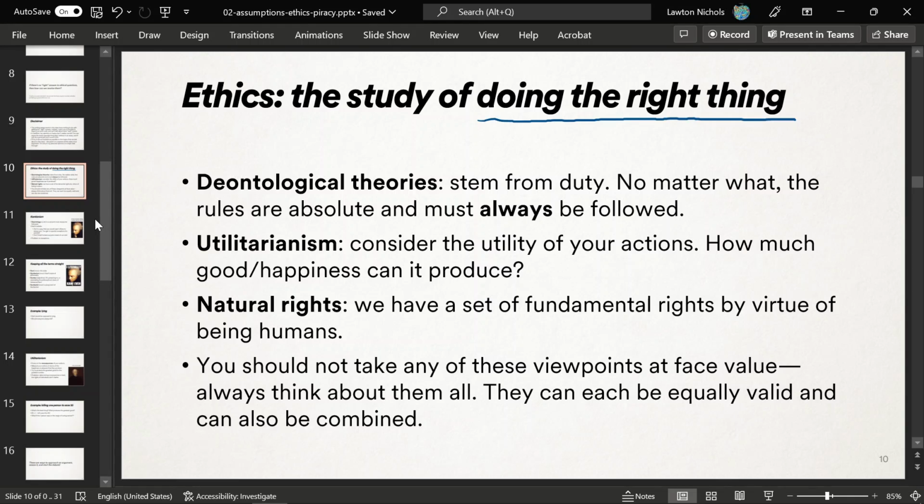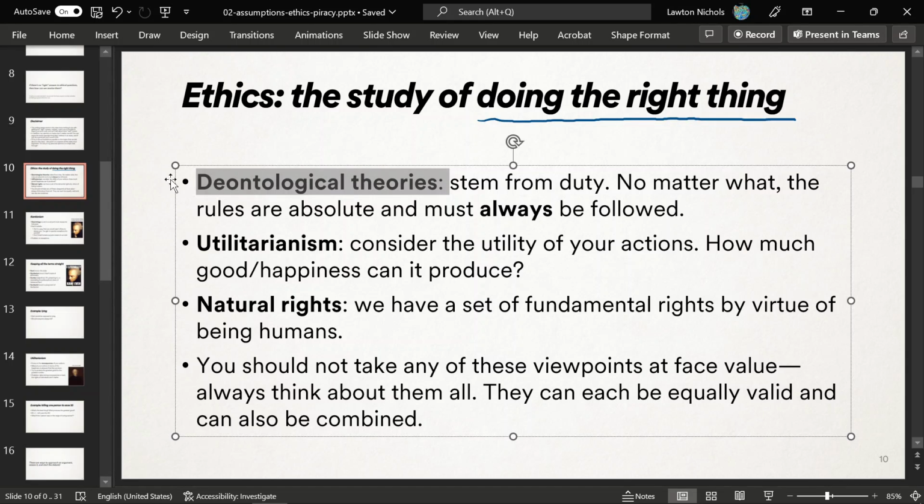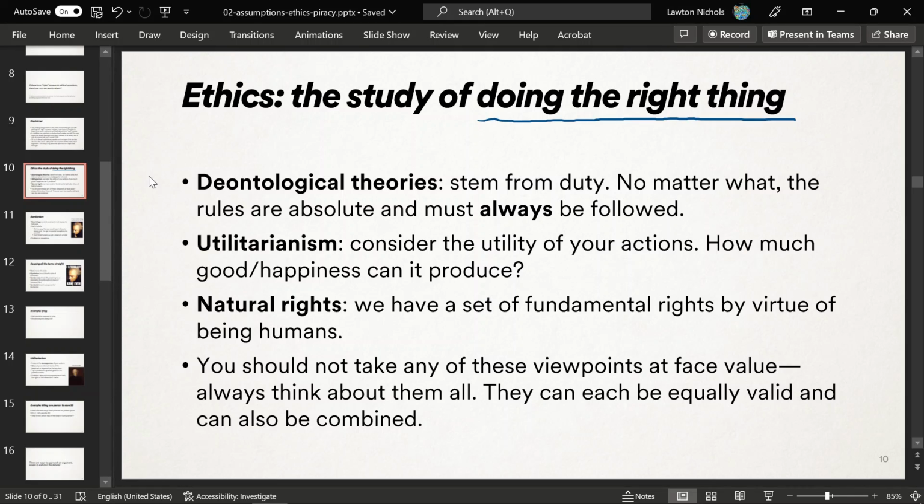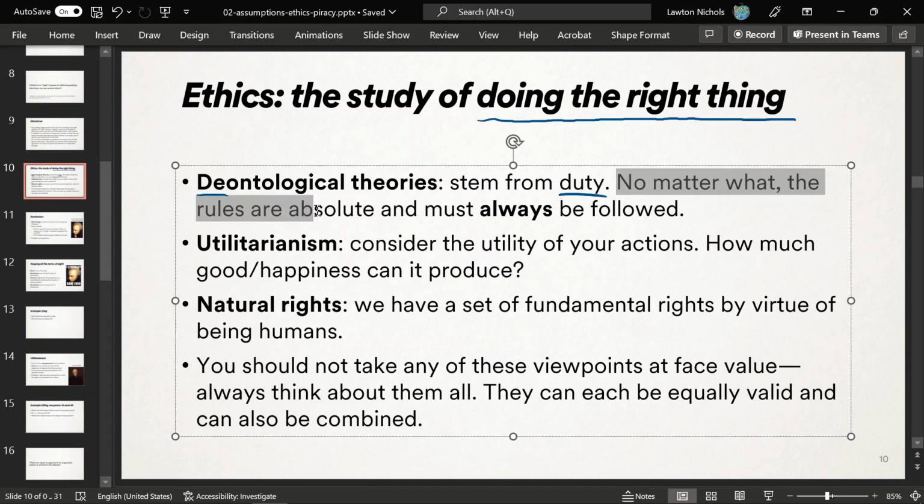So a lot of words today, a lot of new words to us, maybe, if we haven't taken a philosophy class before. The first kind of ethical theories are called deontological theories. That's a fun word. These theories have to do with some sense of duty. I think this D part comes from the word duty in some language. These kinds of theories say that no matter what, the rules of this theory, you have to follow them. They are absolute. You cannot ever stray from them.